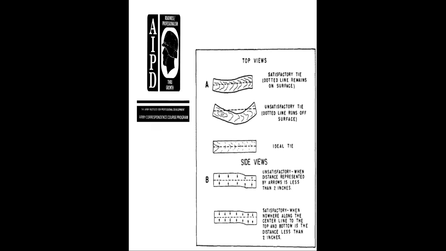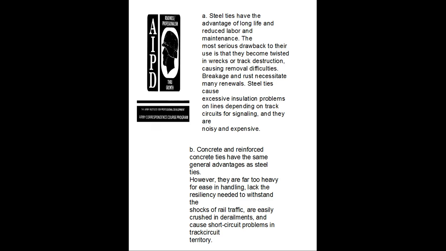Unsatisfactory when the distance represented by the arrows is less than 2 inches. Satisfactory when nowhere along the center line to the top of the bottom is the distance less than 2 inches. A steel tie's advantages are long life and reduced labor and maintenance.